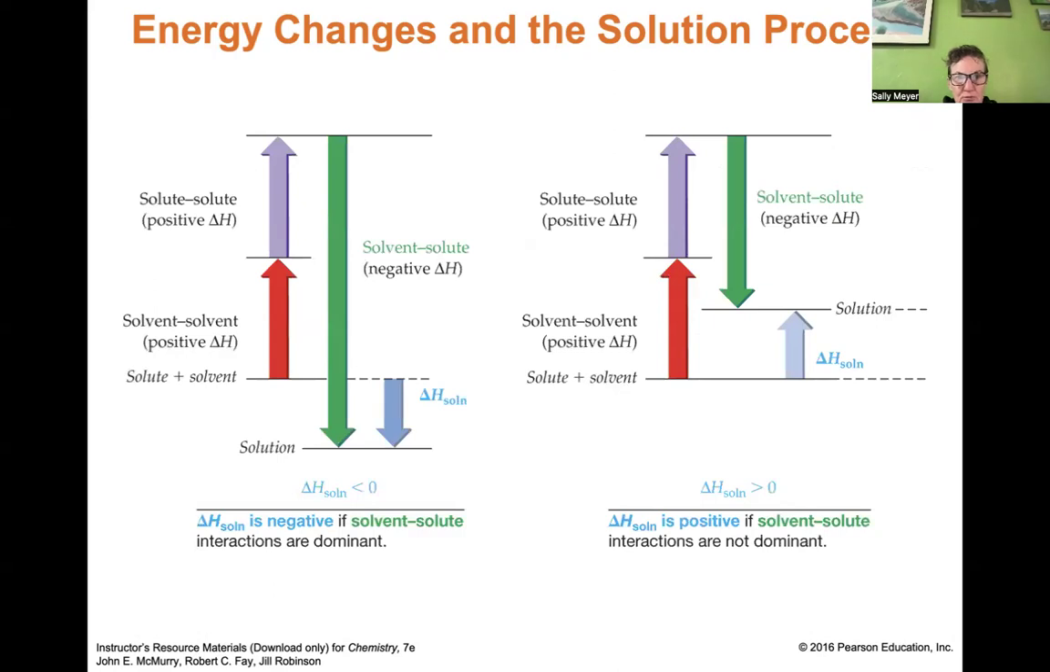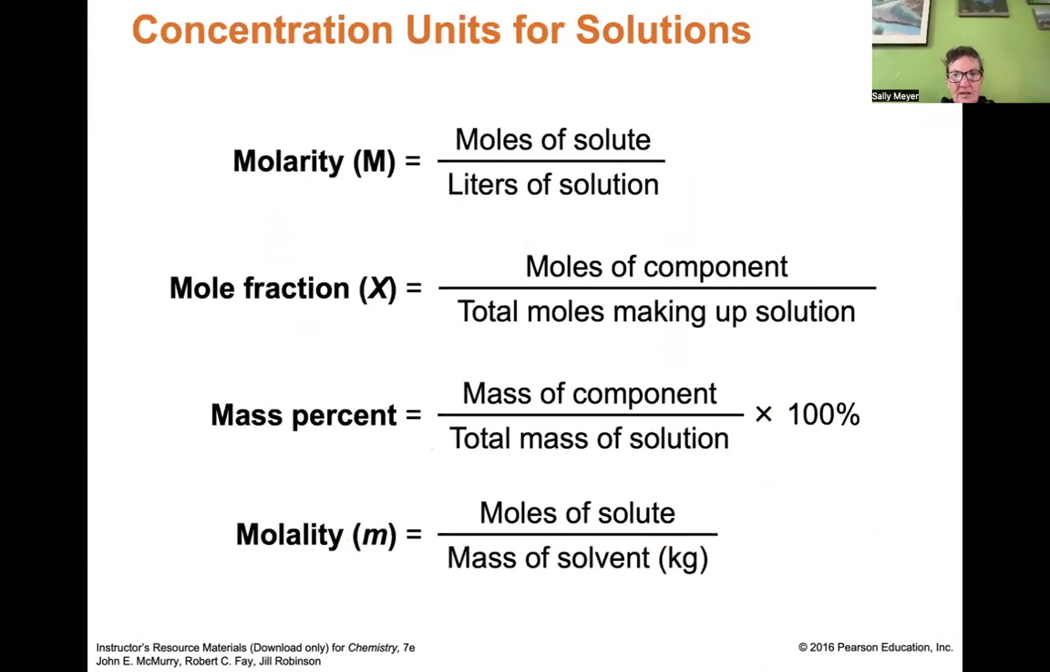And so this is just showing you that two positives on the far left sometimes can come back and make the overall process negative if the solvent-solute interactions are more negative. And then on the right, you have the opposite situation, where the two positive impacts are greater than the negative energy you get back when the solvent interacts with the solute. And so in that case, the delta H for solution is positive. You have to put energy in.